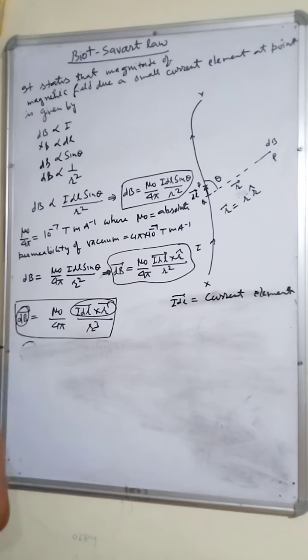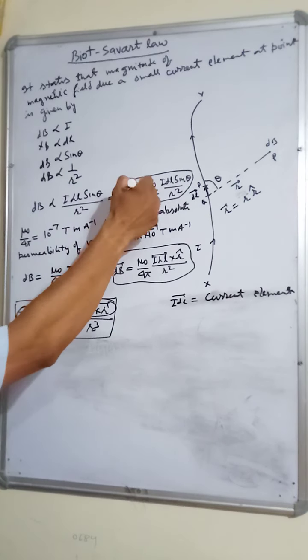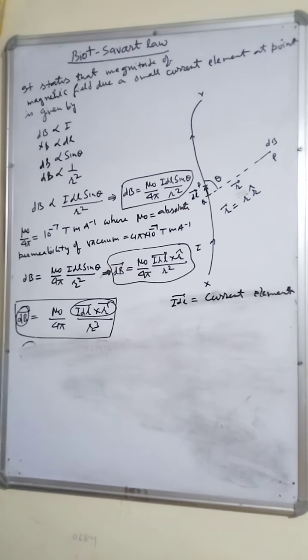Now one important thing is that the greater the permeability, the greater will be the magnetic field. So in the medium whose permeability is more, the magnetic field will be more, right? So this is very important. Now how to find the direction of this I will discuss in the next video.